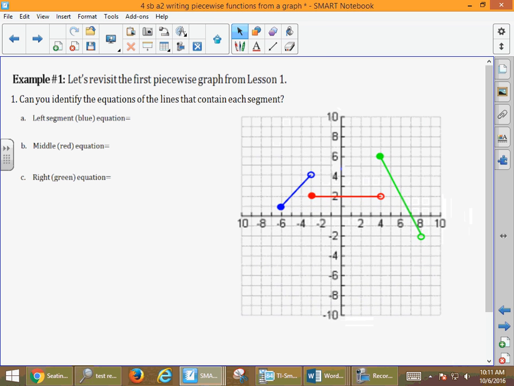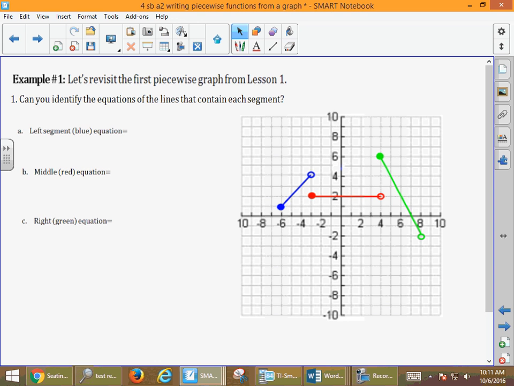a picture that we have seen before. And what we're going to have to do is start by identifying the equations of each of these lines. So in fact they are line segments here. It says, can you identify the equations of the lines that contain each segment? So the first one here is blue, the far left.